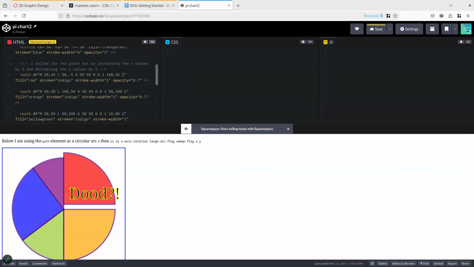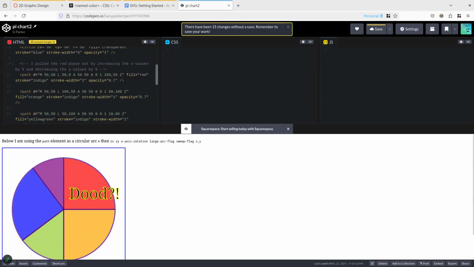Then we want to increase all the y values, because remember, y positive is down. Sometimes that's a little freaky. So instead of 45, I want 50. Instead of -5, I want to increase that by 5 to 0. And 45 increases to 55, or 50, sorry. And then that should put the circle back in.